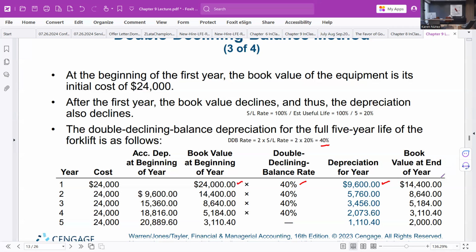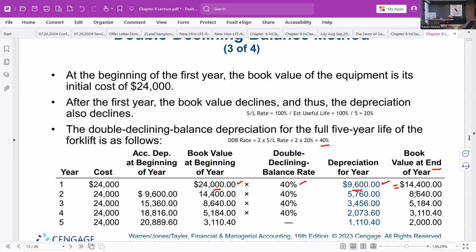And now, all right, the book value of the asset at the end of the year is the book value at the beginning of the year minus the depreciation for the year. So the 24,000 minus the 9,600 gives us our book value at the end of the year, 14,400. And now the depreciation the second year is the book value at the beginning of the year times the DDB rate, 14,400 times 40%, which gives us our depreciation for the year.